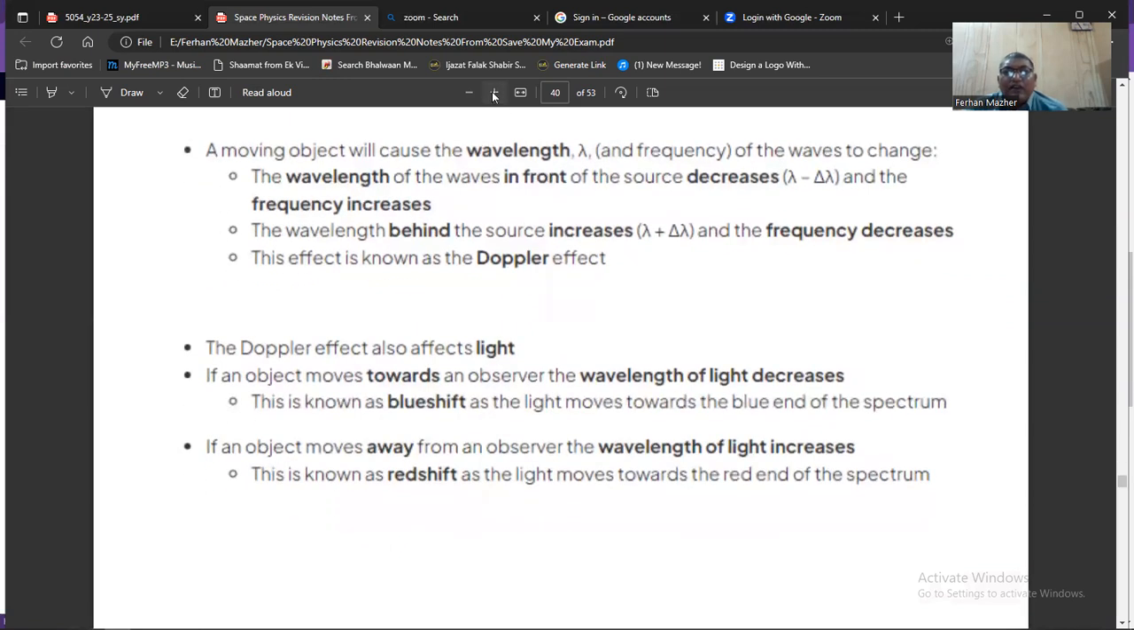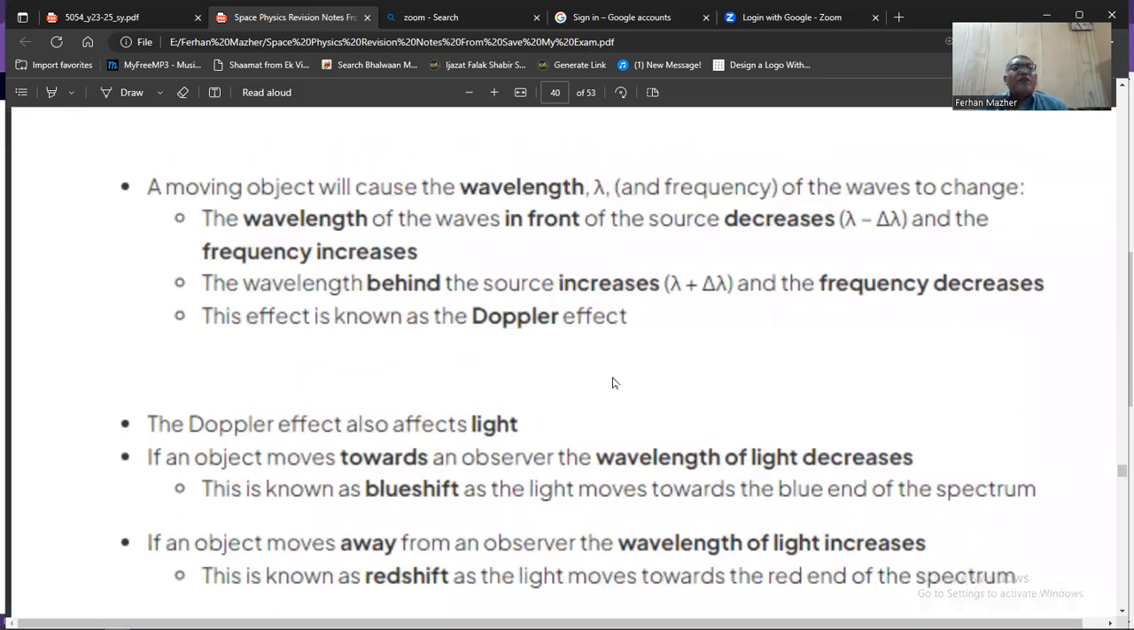The moving object will cause the wavelength lambda and frequency of the waves to change. The wavelength of the waves in front of the source decreases and the frequency increases. The wavelength behind the source increases and the frequency decreases. This effect is known as the Doppler effect.